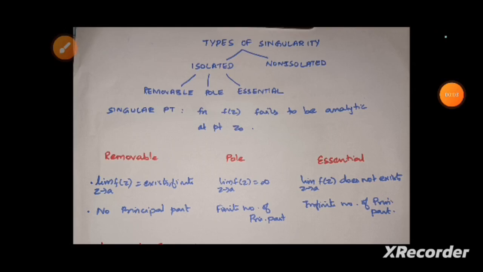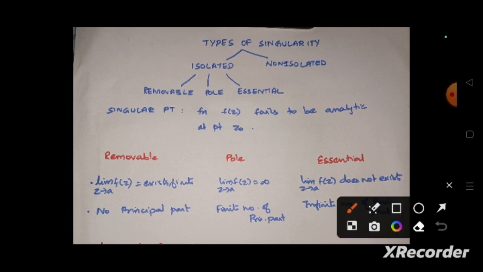Today we are going to see some MCQ problems related to singularities. Before that, we can see some introduction of singularity. A singular point means a function f(z) fails to be analytic at the point z0, then we can say z0 is said to be the singular point. Or else we can say the function is analytic except at the point z0, then z0 is the singular point.